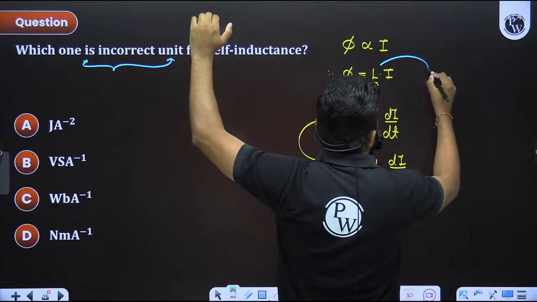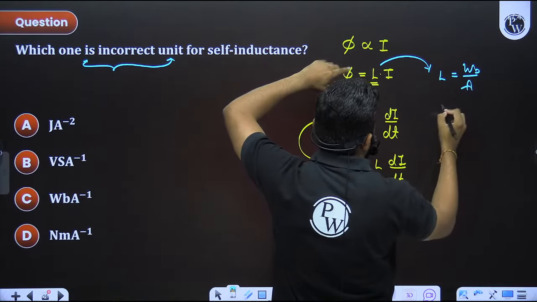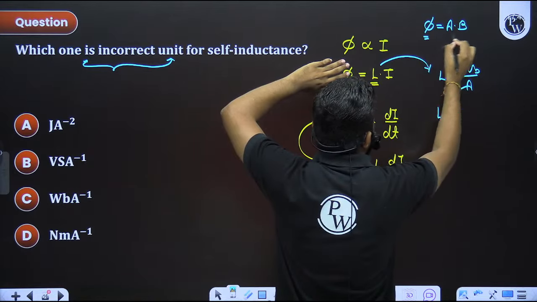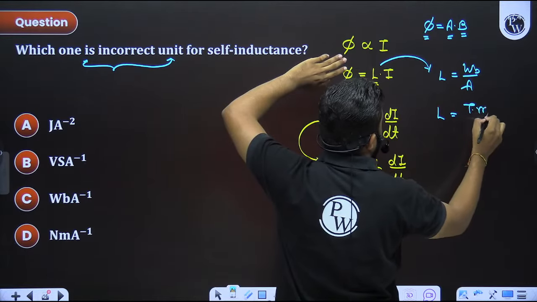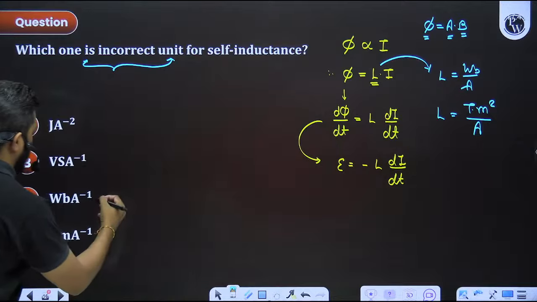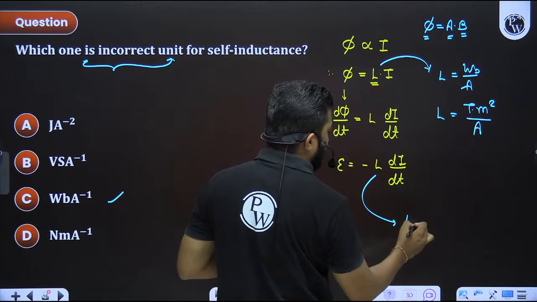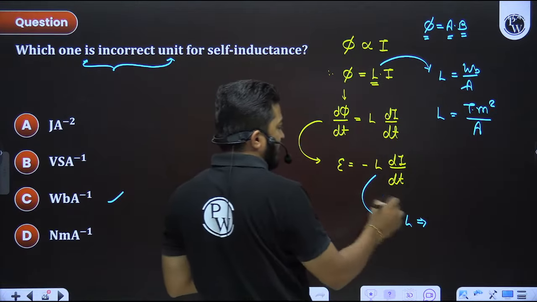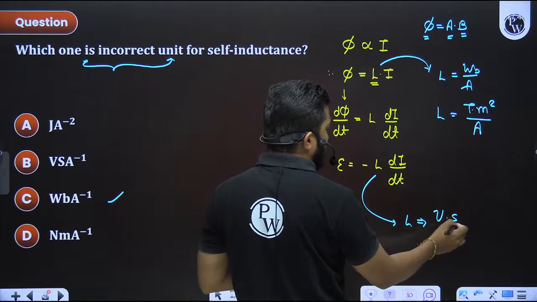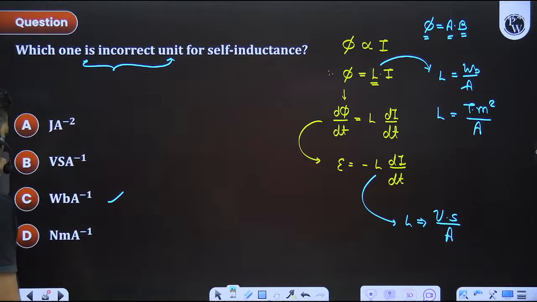From here I can say the unit of L is equal to the unit of flux, Weber, upon ampere. What is Weber? Phi is equal to A into B, so the exact meaning of Weber is Tesla meter square. So Tesla meter square divided by ampere. So Weber upon ampere is available. From this sequence I can say the unit of L is equal to epsilon, which is volt, times time, available in second, divided by the unit of current, ampere. So volt second upon ampere.